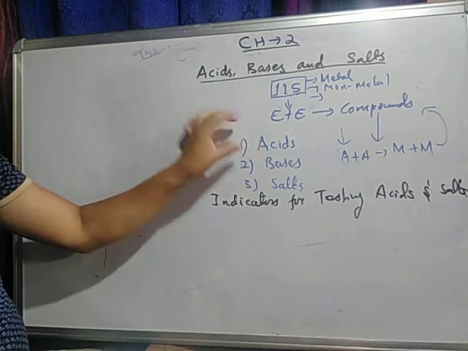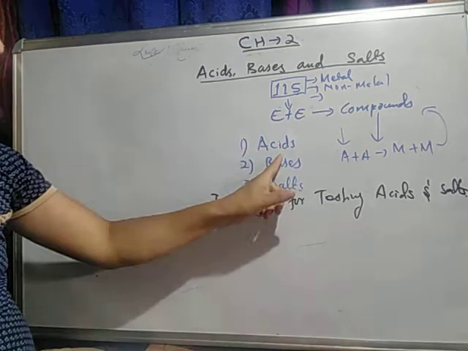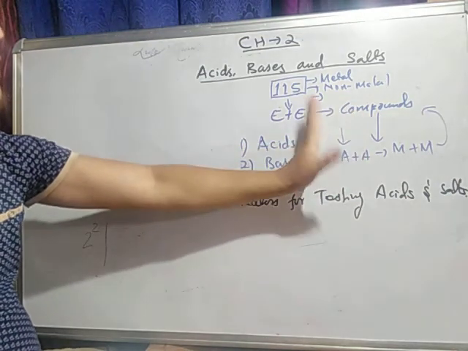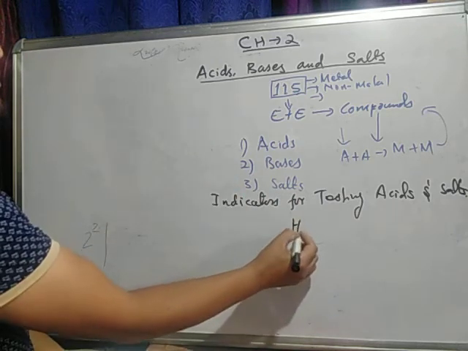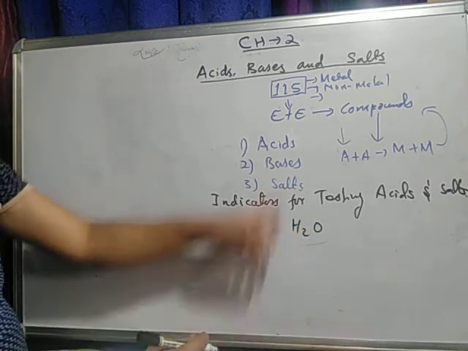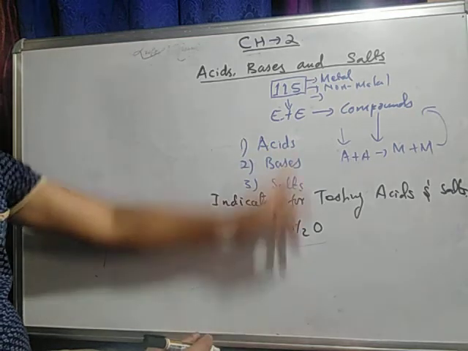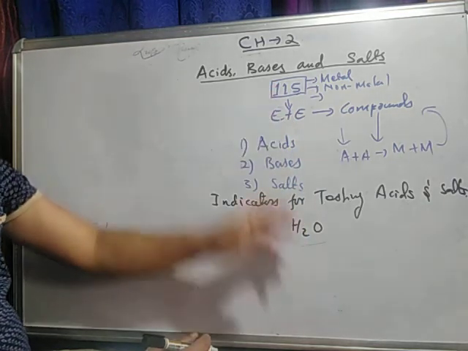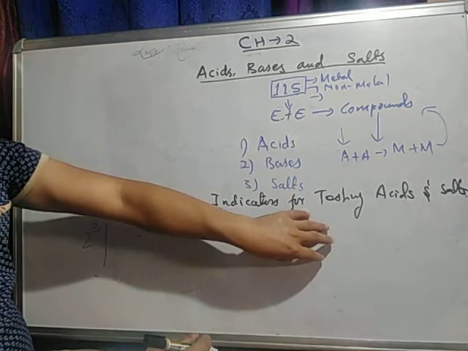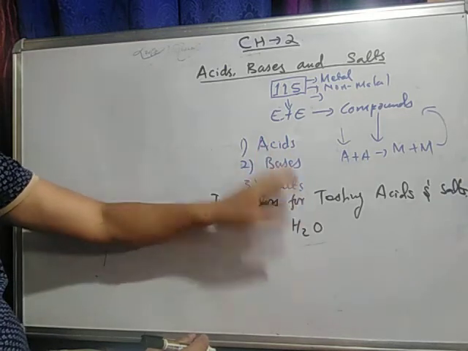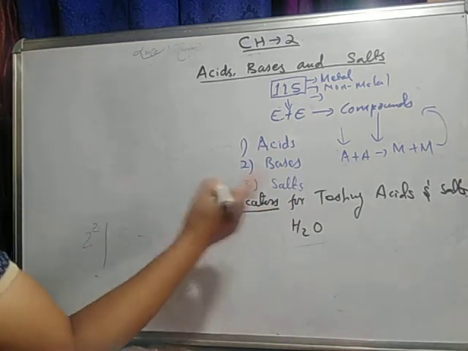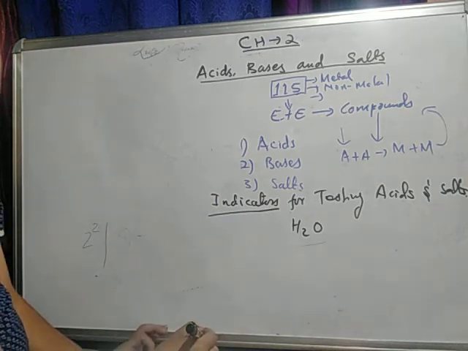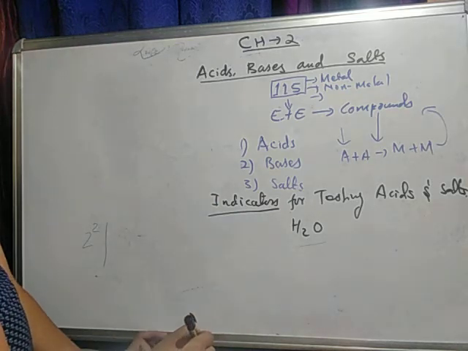If I make a compound like this, H2O, H2O is our compound, isn't it? Why? Because element plus element: hydrogen is an element, oxygen is also an element. So whether it is acid or base or salt, we have indicators to test the compound. Clear?